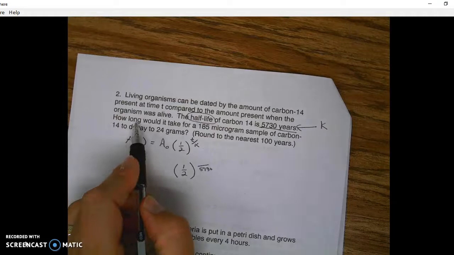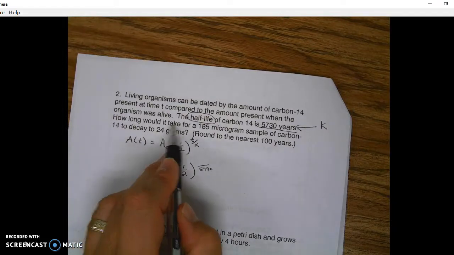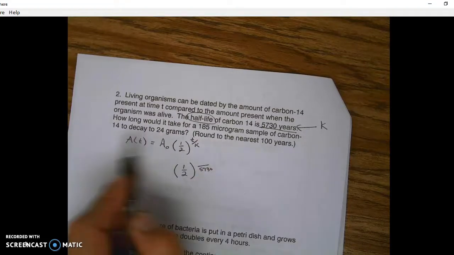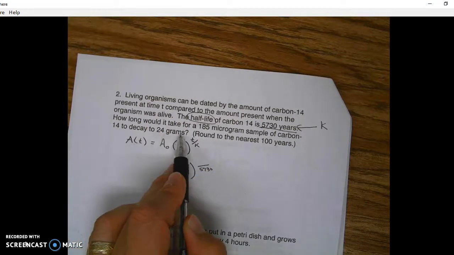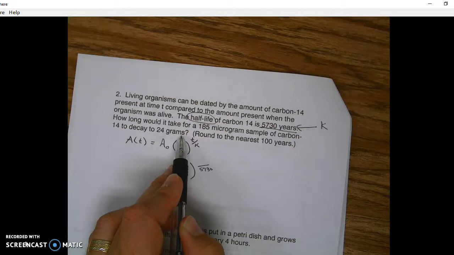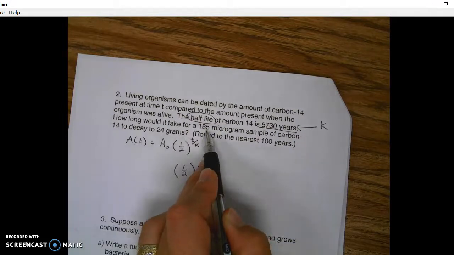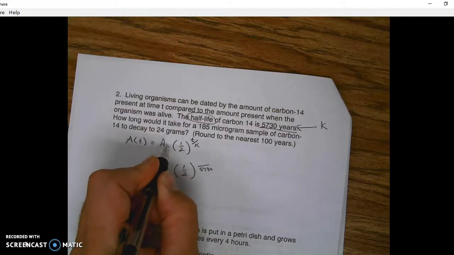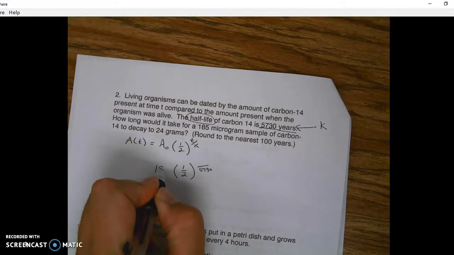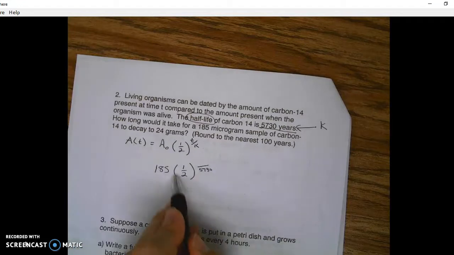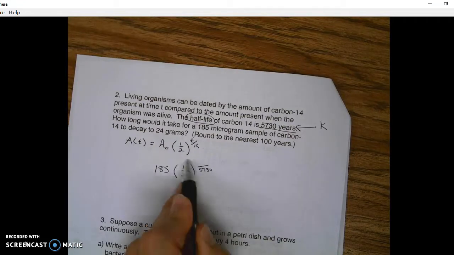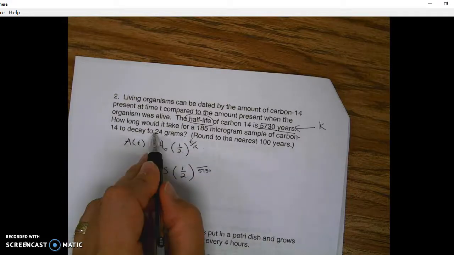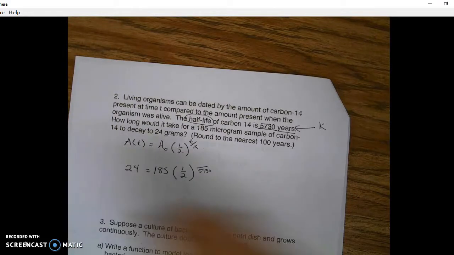How long would it take for a 185 microgram sample of carbon-14 to decay to 24 grams? Okay, so notice this is how much we started with. That goes in the initial amount. We started off with 185. Notice that this is a decay because this is between 0 and 1. We end up with 24 grams, so that is our ending amount.